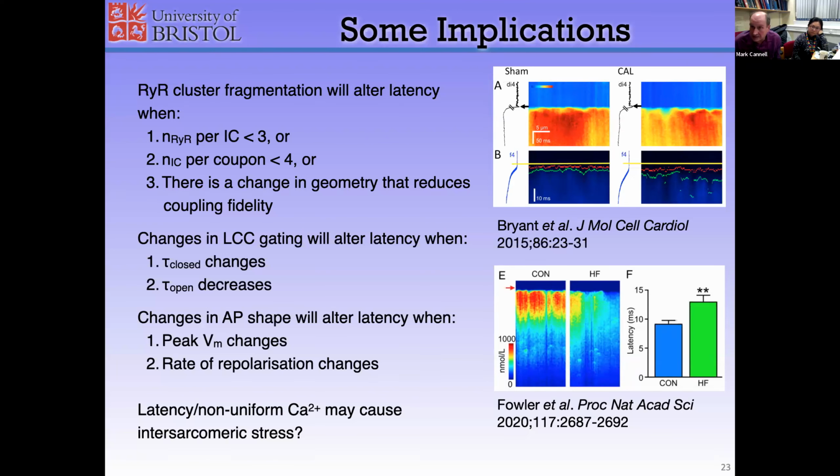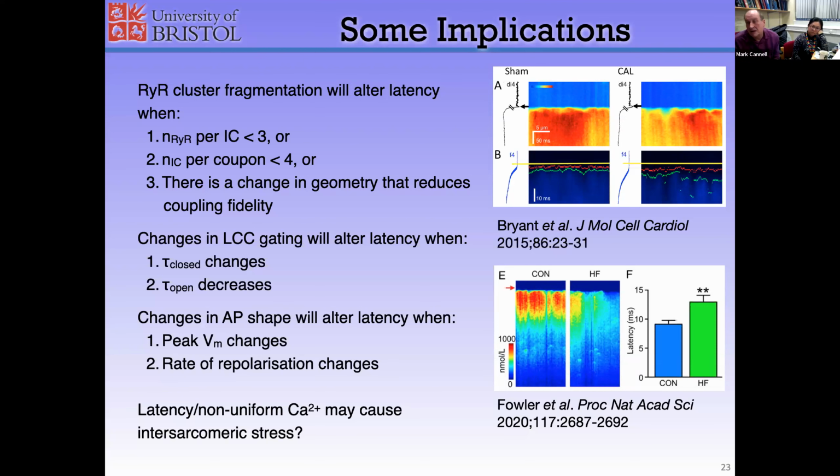A bottom line I suggest to you would be that changes in latency, which may be reflected in very non-uniform release, even if T-tubules are still present, may actually produce intrasarcomeric stress because contraction time is going to be slightly different among sarcomeres.